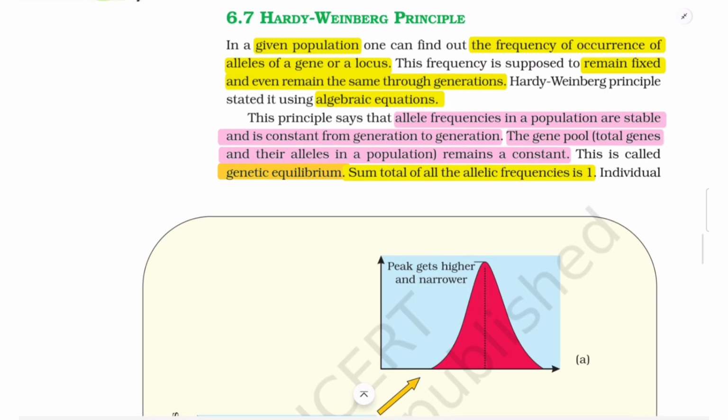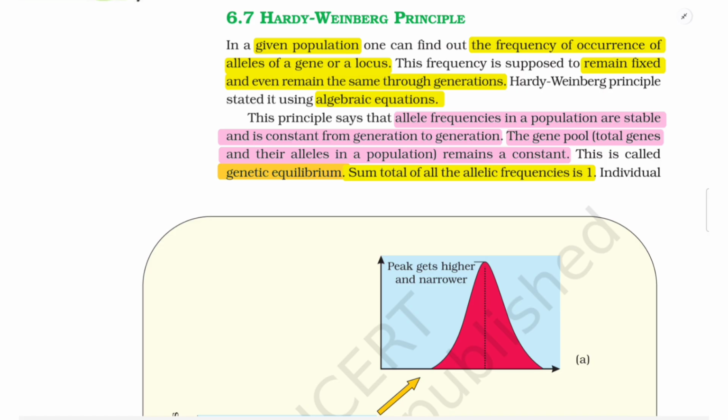6.7 Hardy-Weinberg principle. In a given population, one can find out the frequency of occurrence of alleles of a gene or a locus. This frequency is supposed to remain fixed and remain the same throughout generations. Hardy-Weinberg principle stated it using algebraic equations. This principle says that allele frequencies in a population are stable and constant from generation to generation. The gene pool, that is, total genes and their alleles in a population, remains constant. This is called genetic equilibrium.